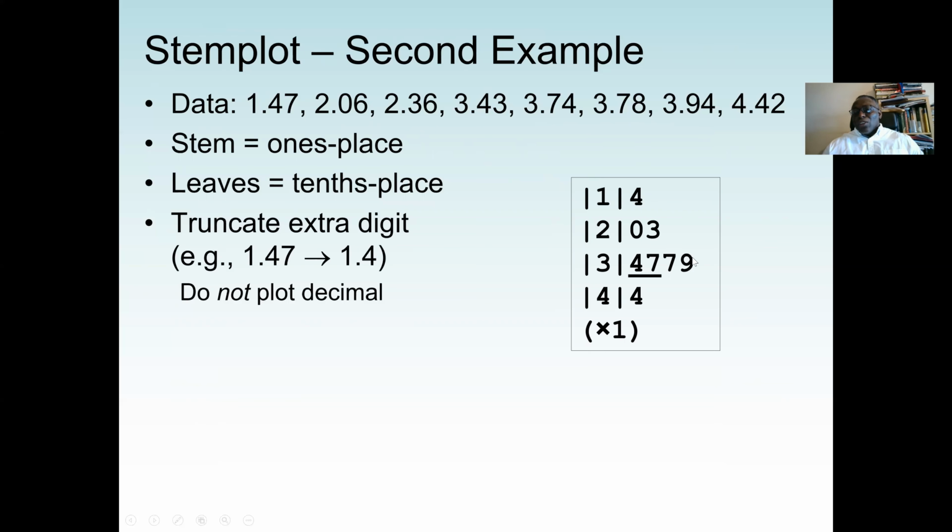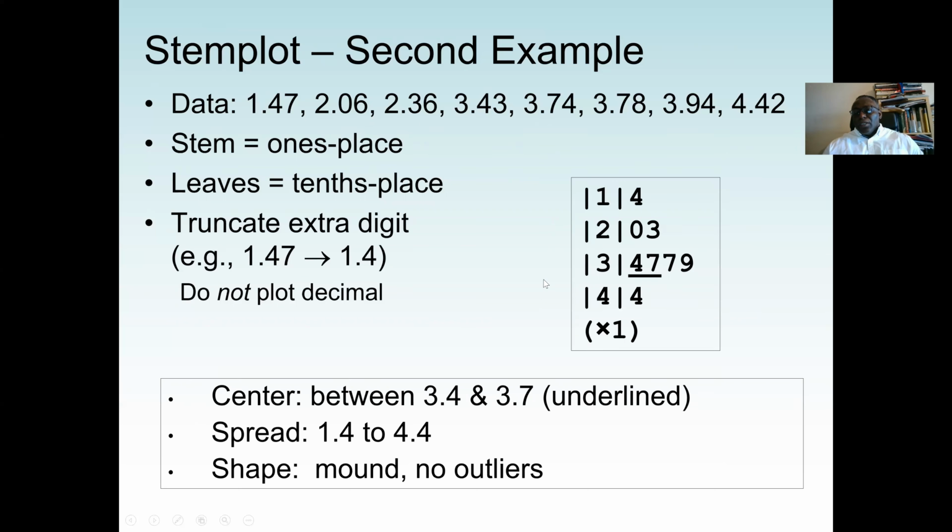And here it seems like we get close to a normal curve. So we say the center will be between 3.4 and 3.7. We count 1, 2, 3, 4, 5, 6, 7, 8. We have 8 values, so the middle values will be 2. So it's between 3.4 and 3.7. The spread, of course, we find the range, the difference of 1.4 and 4.4. The shape is mound-shaped, and we can see the data are close together, so there are no outliers.